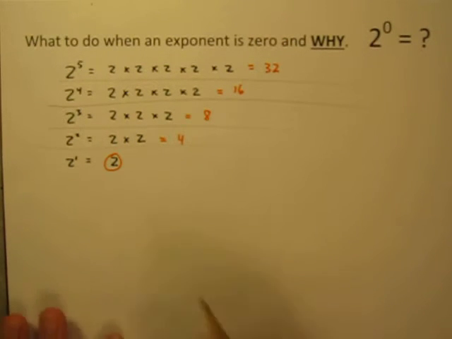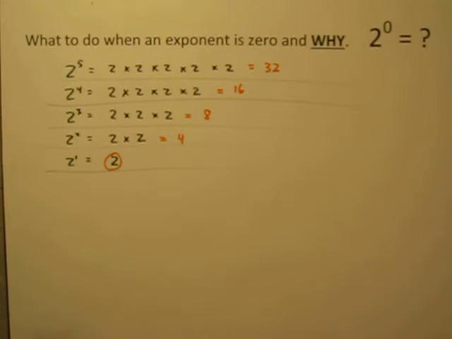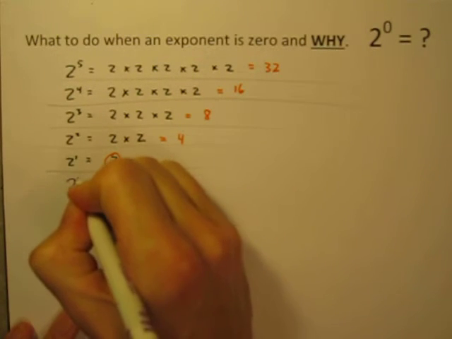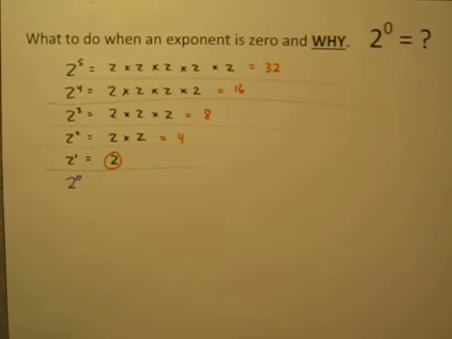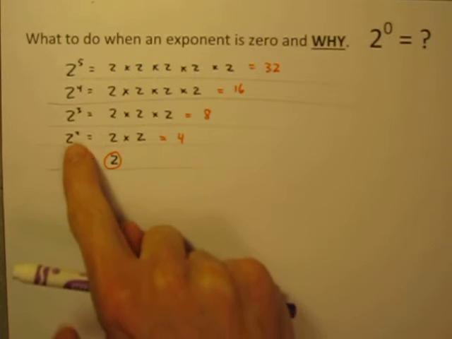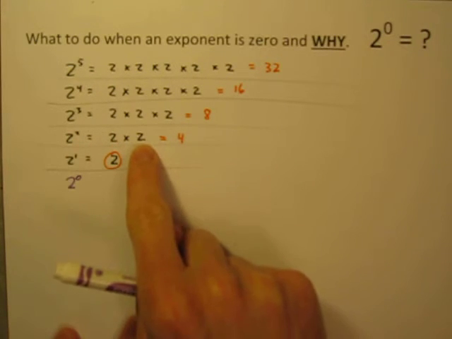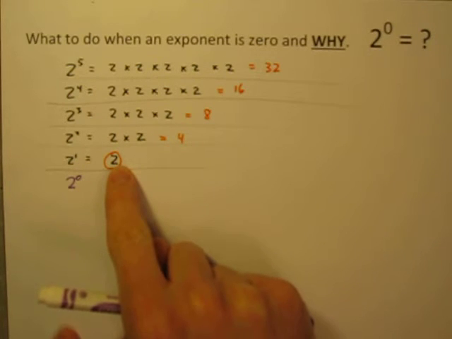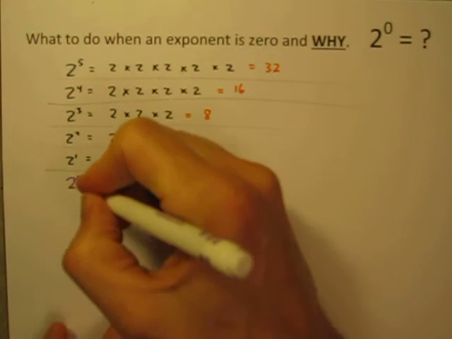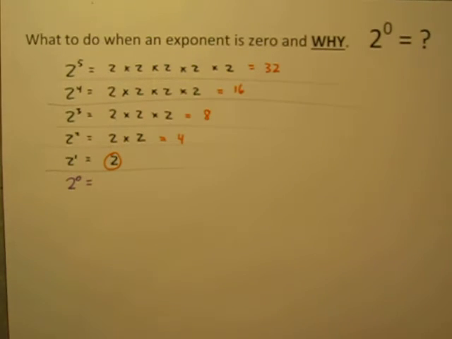So now we're to the question of what are we going to do if we have 2 to the 0 power? If we have 2 to the 0 power, some of my students think that that should be 0. It's not 0, but I can see why. Their reasoning would be something like, well, 2 to the 2nd power is 2 2s multiplied together. 2 to the 1st power is 1 2, so 2 to the 0 power should be 0 2s. And 0 is nothing, so nothing should be the number 0. But it turns out it's not.